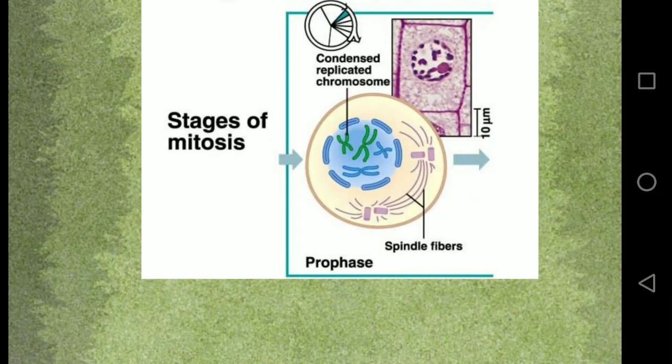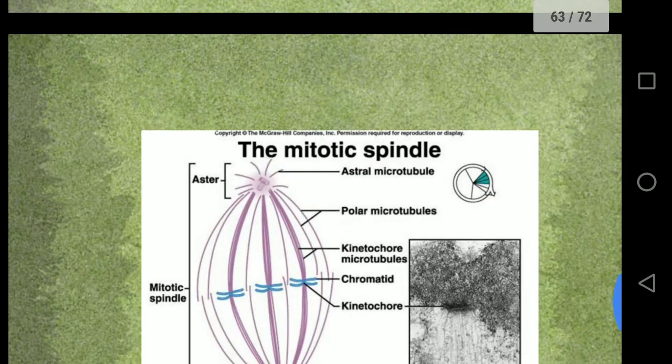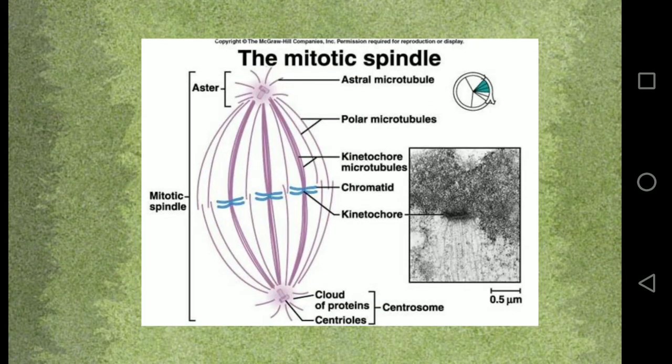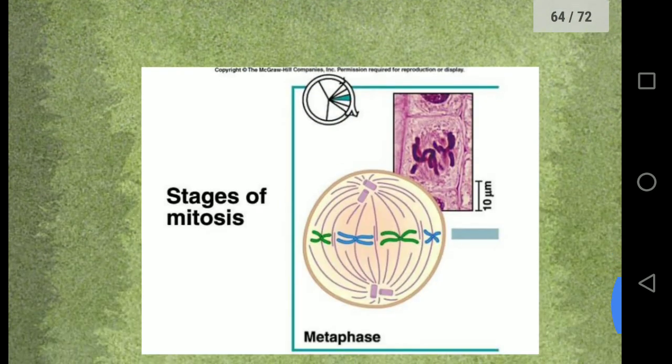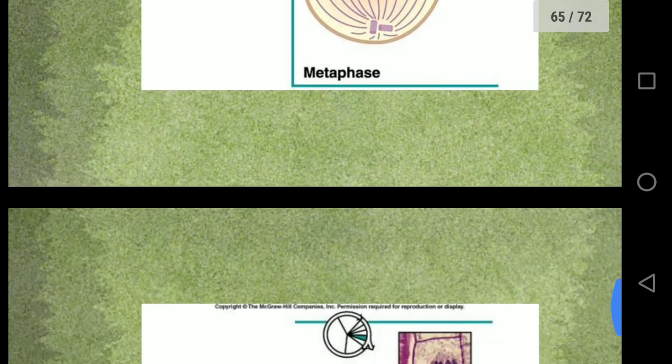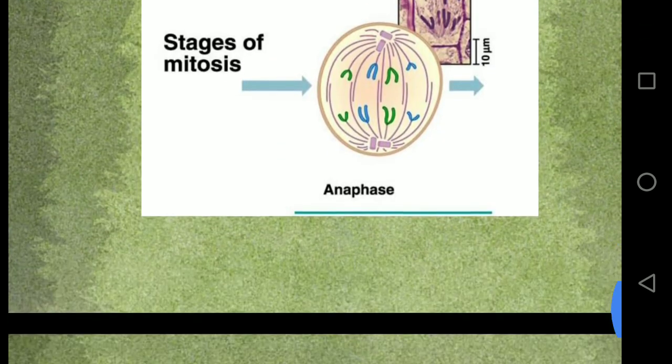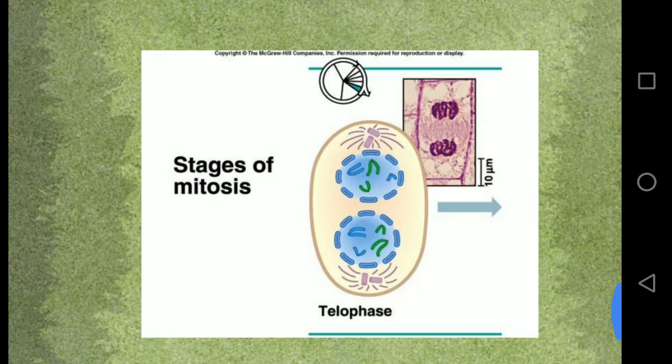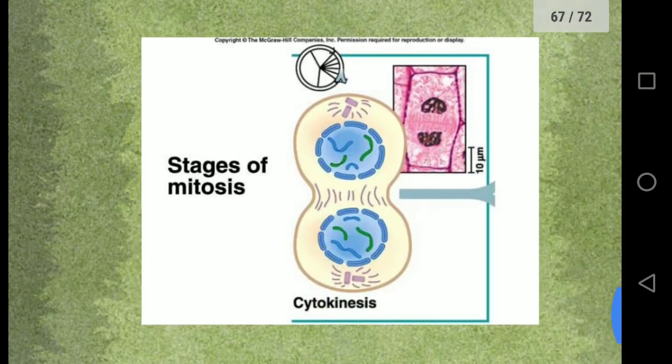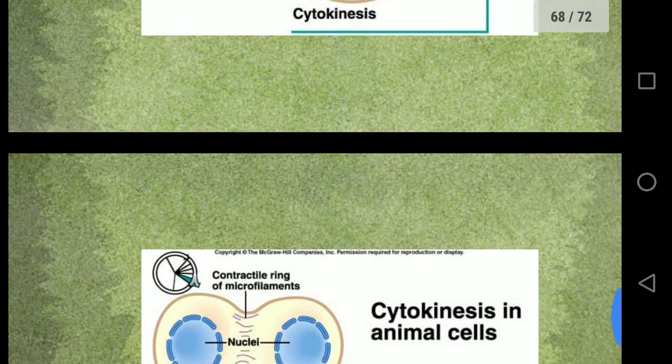So here are some of the stages of mitosis highlighted again. You can pause the video to take a look at what's going on in each step. There's metaphase, anaphase, telophase, and cytokinesis.